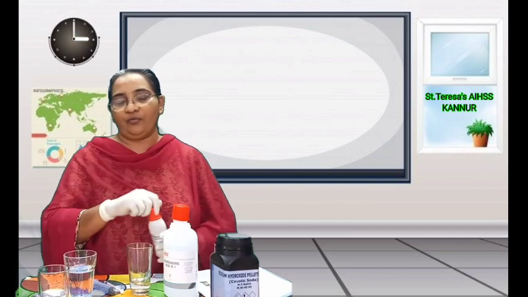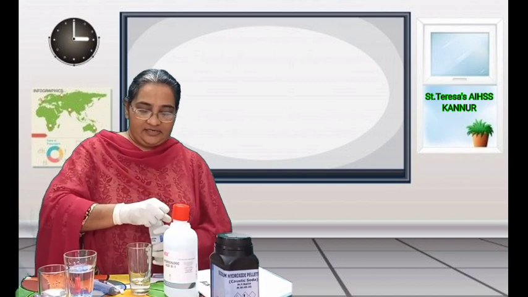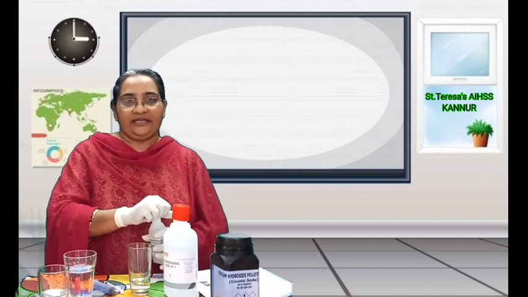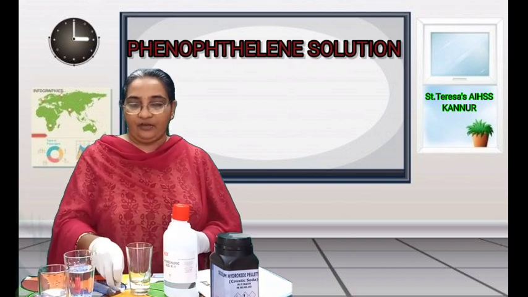Okay. Now, which indicator can be used? We have to know what is happening, isn't it? So, that is like a magic. To know what is happening here, we have to use an indicator. So, what indicator can we use here? Yes, we can use phenolphthalein indicator.